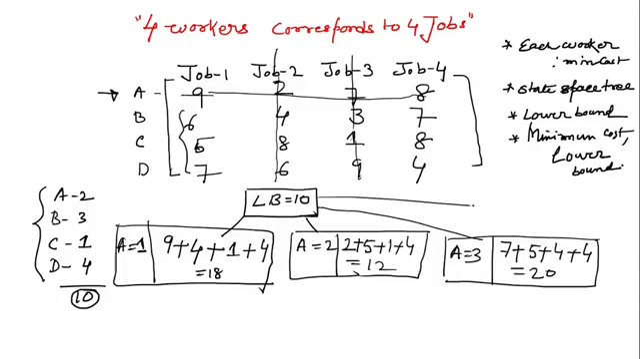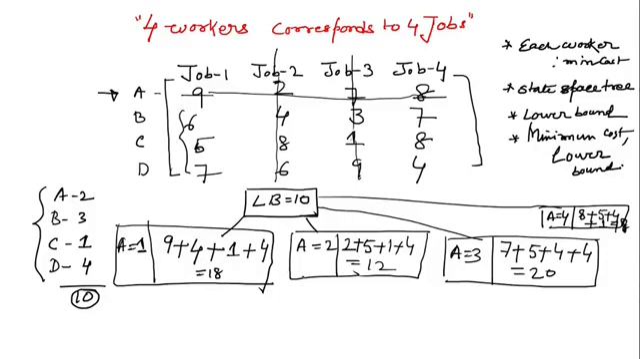Now the same thing we have to do if job 4 is assigned to A, then it will be 8. Definitely 8 will come first. Then once 8 comes, for job 1 it is 5, job 2 it is 4, job 3 it is 1, which comes around 18.